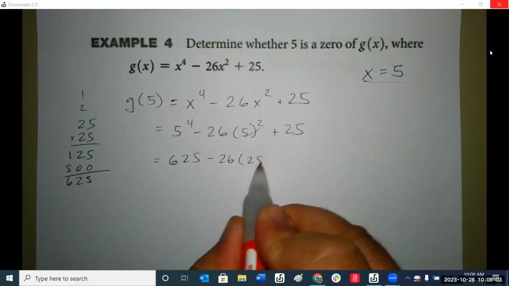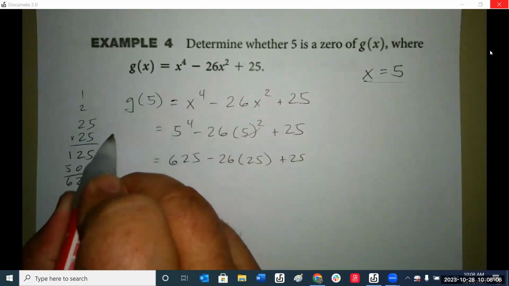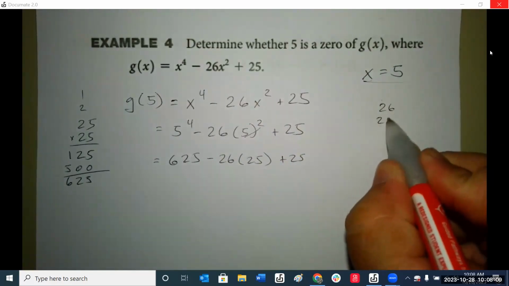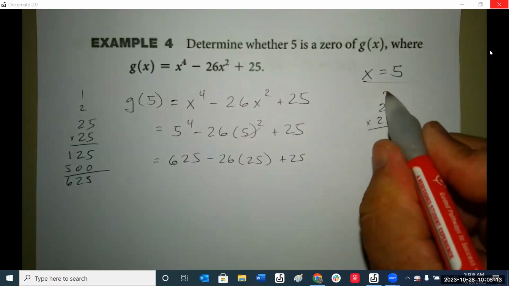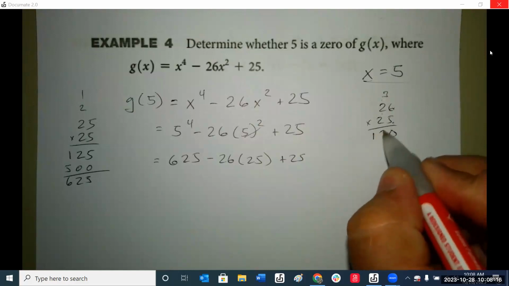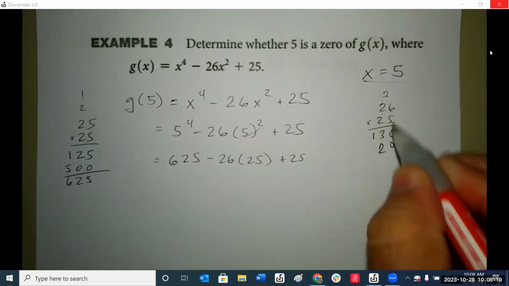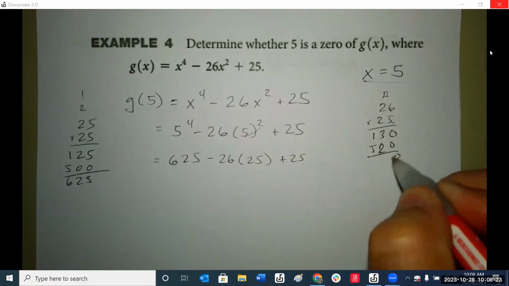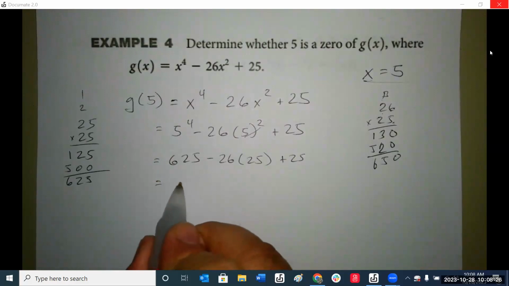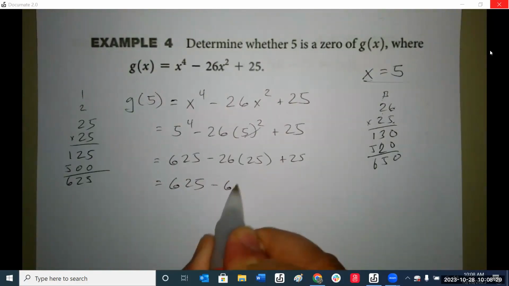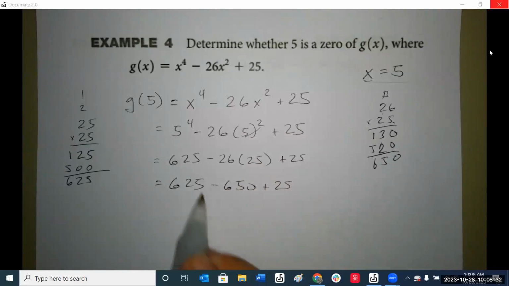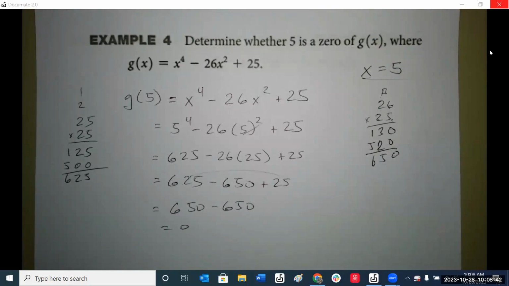26 times 25. So 26 times 25. 6 times 5 is 30. 10 plus 3 is 13. 2 times 6 is 12. 0, 5, 6. 625 minus 650. 625, 25 is 650 minus 650 equals 0. Yes, 5 is a 0.